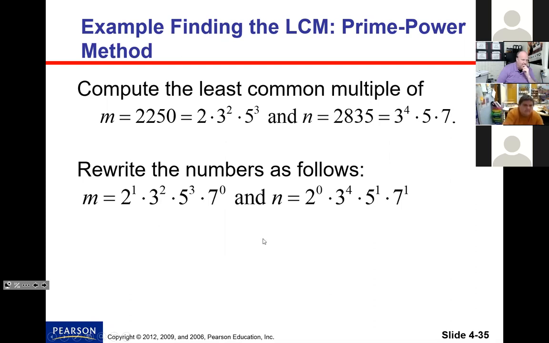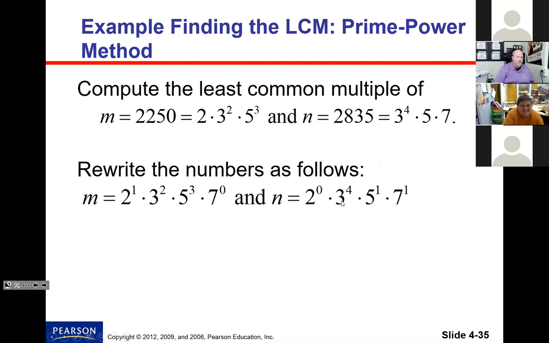Okay. Now with LCMs, as opposed to GCDs, if you remember GCDs, we always look for the smallest one. So if we had a 2 to the 1 and a 2 to the 0, we would use the 2 to the 0. That's for GCDs. With LCMs, you're looking for the biggest one. So we have a 2 to the 1 and a 2 to the 0. We're going to use 2 to the 1.